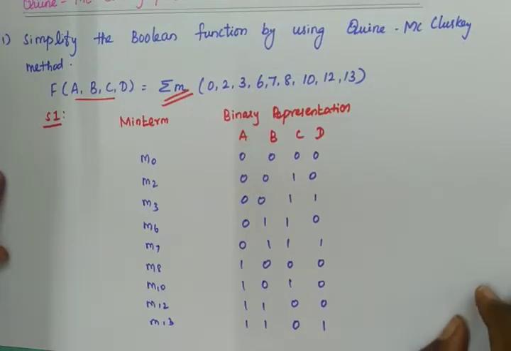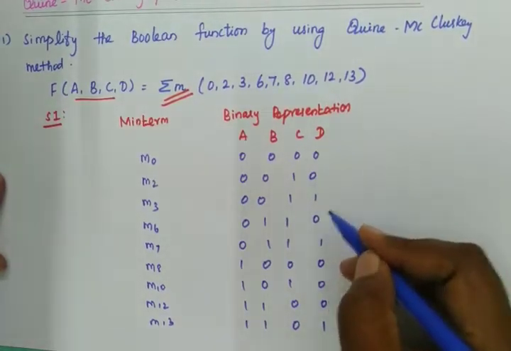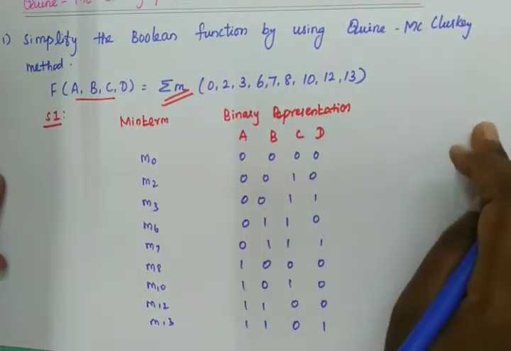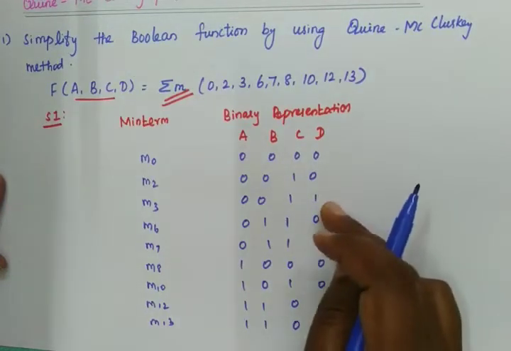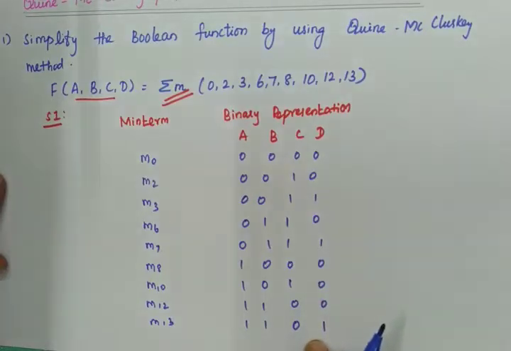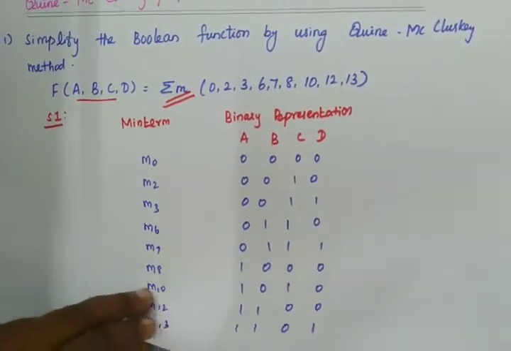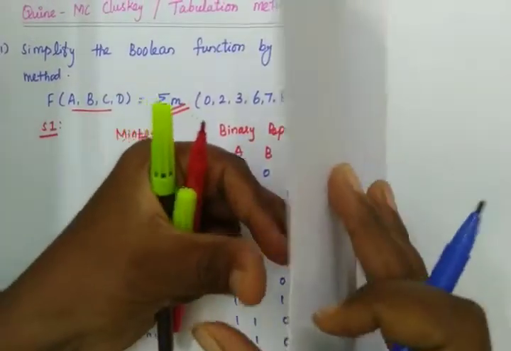Then the second step is, now we have to group these by the number of ones. So we must check the number of ones. If we have only one, then we take that as the first group. If we have 2 ones, then we take that as the second group. Then 3 ones as the third group. Let us move on to the next step. So this is our step 2.